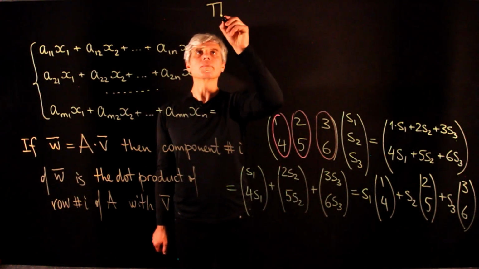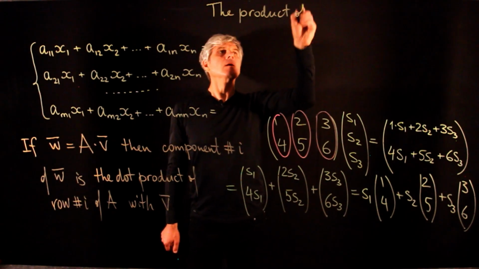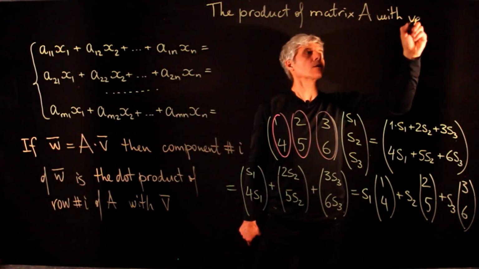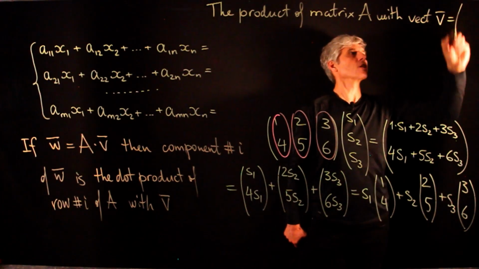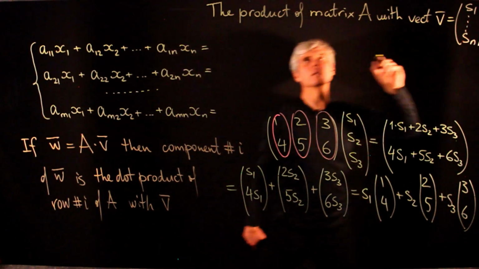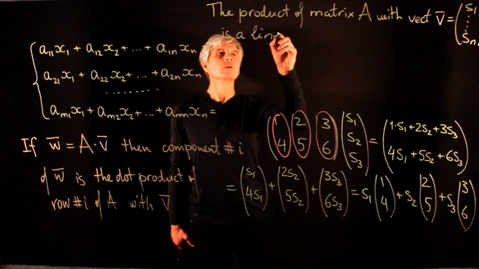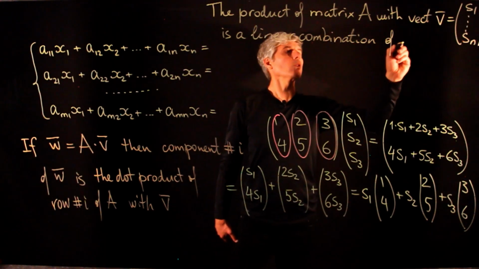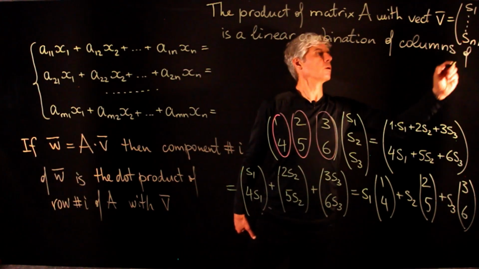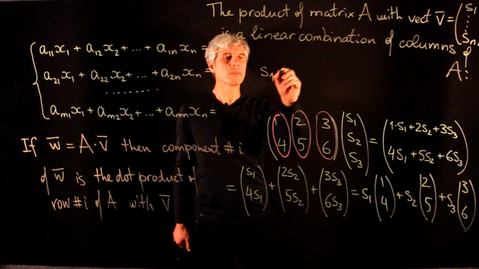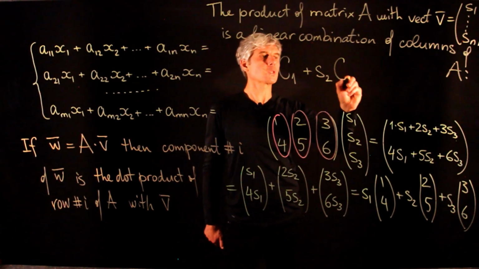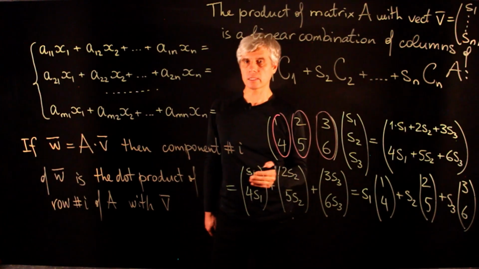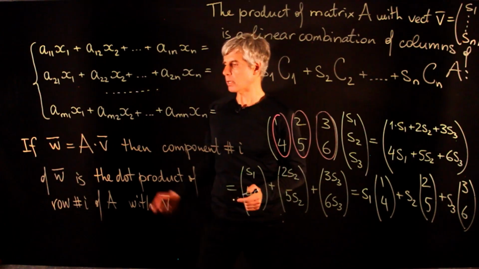So let's record this: the product of a matrix A with a vector V, which is S1 through Sn, is a linear combination of columns of A. And so this is going to be S1 times column 1 plus S2 times column 2 plus Sn times column n.